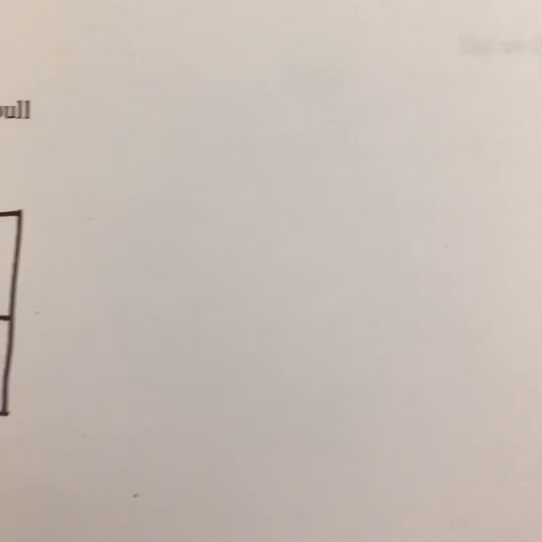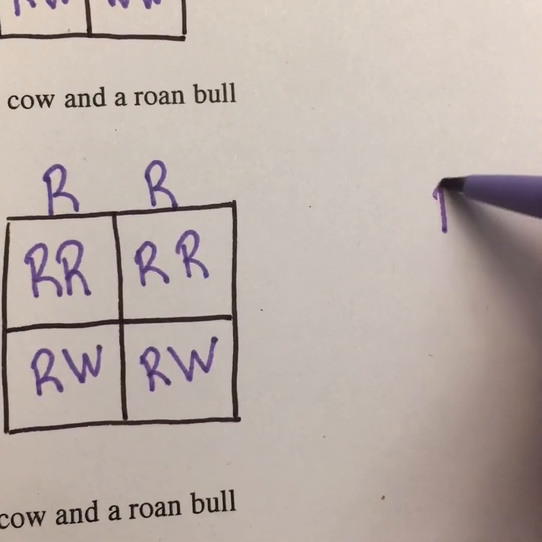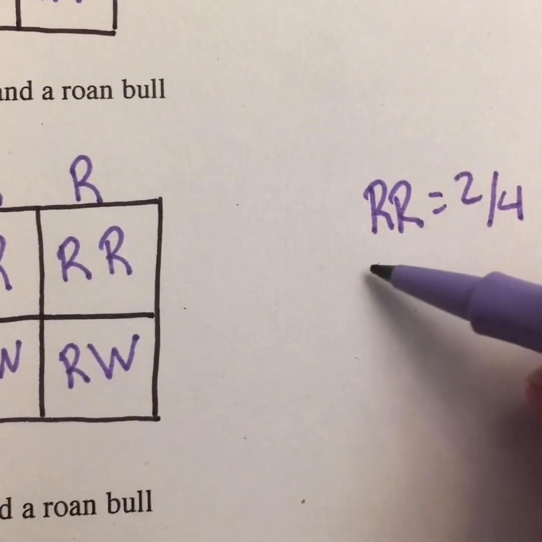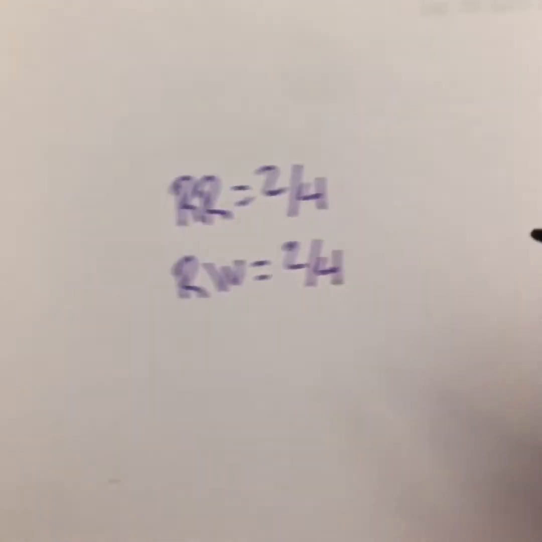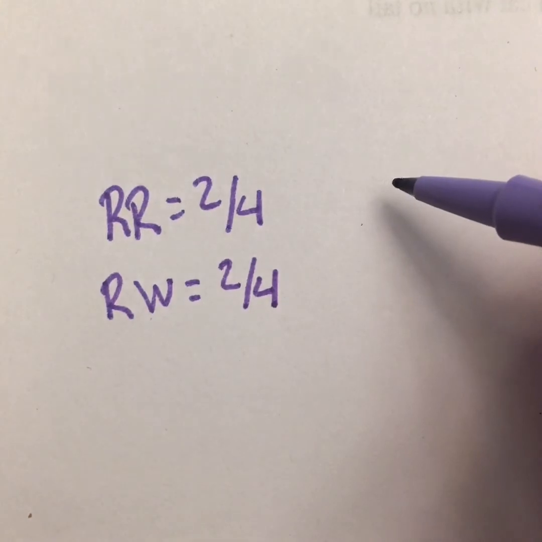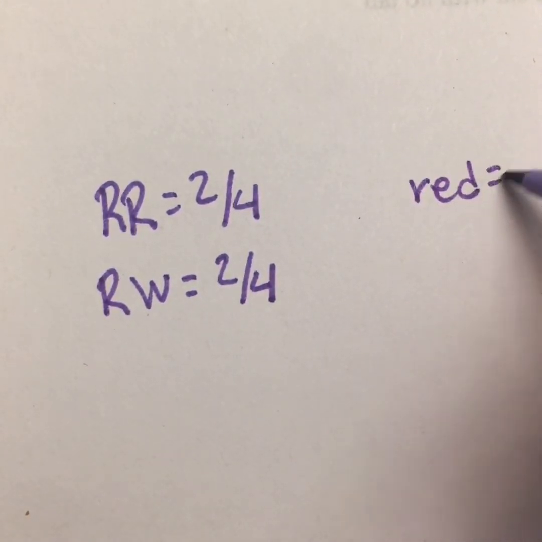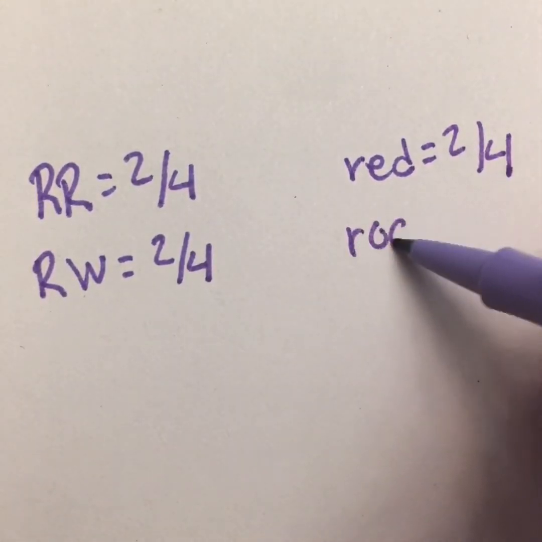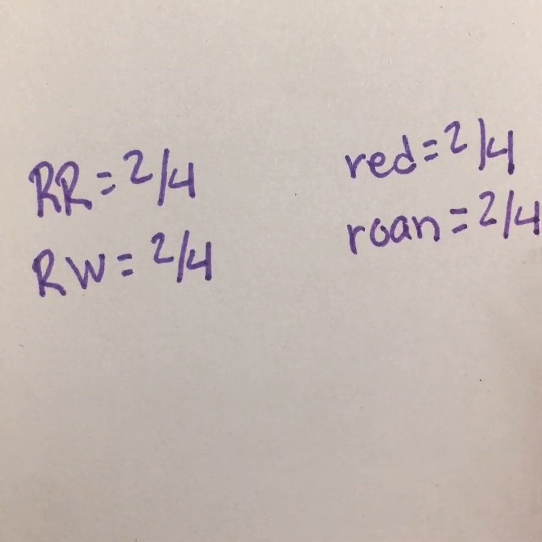All right, let's do our genotype ratios. So in this case, we would have R, R, 2 out of 4, and R, W, 2 out of 4. For our phenotypes, remember that RR gives us that brown or red appearance, and RW gives us the roan, the red and white splotched appearance. Again, that is 2 out of 4.